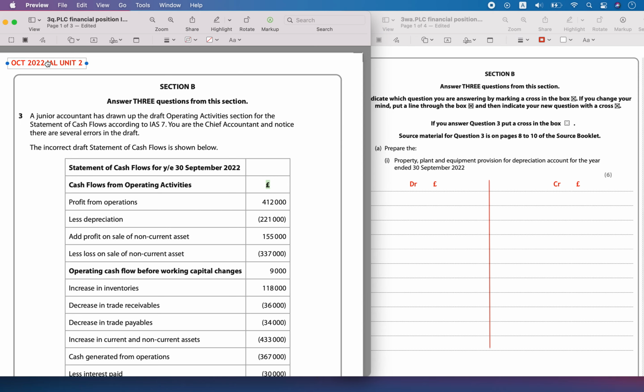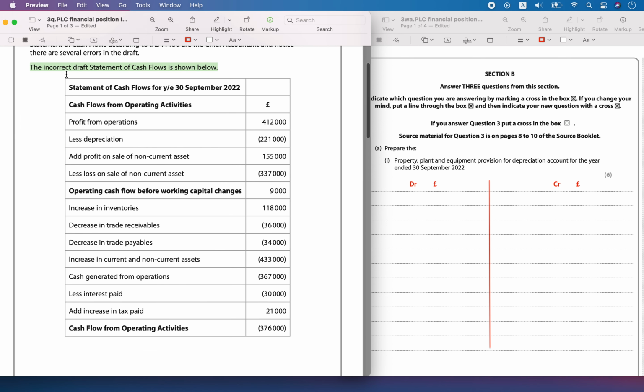Hello, today we are solving October 2022 IAL Unit 2 question number 3. A junior accountant has drawn up the draft of the operating activity sections for the statement of cash flow according to IAS 7. You are the chief accountant and notice that there are errors in the draft. The correct draft statement of cash flow is shown below.